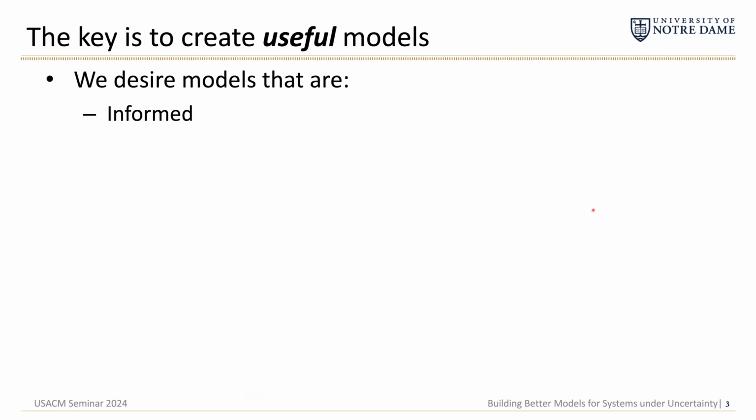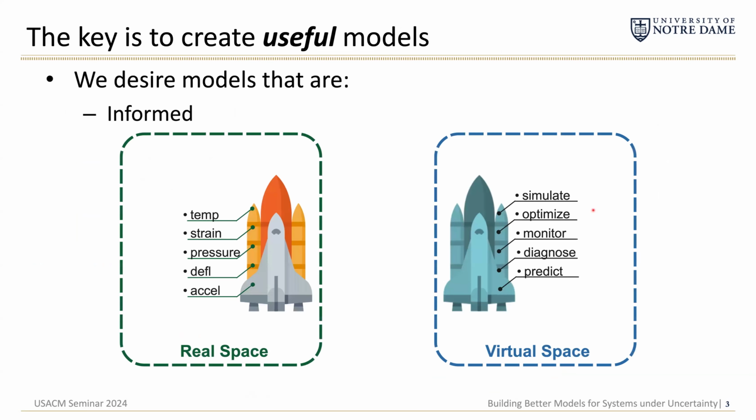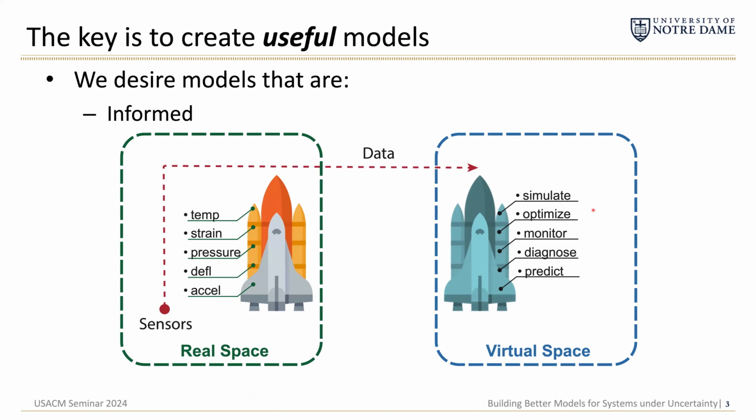And so what we desire are models that are informed. So if we imagine that we have, say, our real system, our real mechanical or physical structure that we're concerned with, what we want are models that are informed. And what that means is that we want to be able to take advantage of whatever sensing data, telemetry, measurements, observations, whatever data we can get. If we can take that data from our real structure and use it to inform our model, again, whatever type of model we're using in that virtual space, then we're making our model more informed. And if it becomes more informed, it is likely to become more accurate.